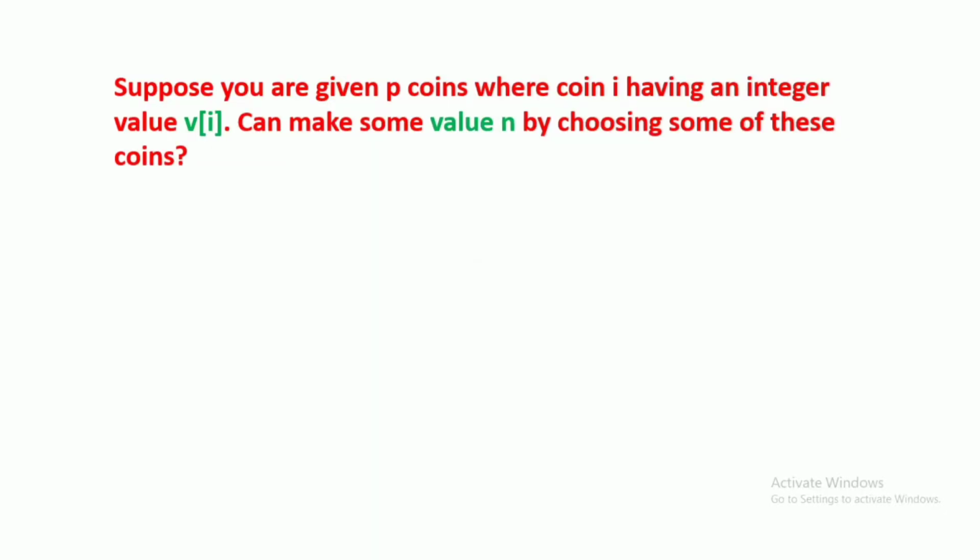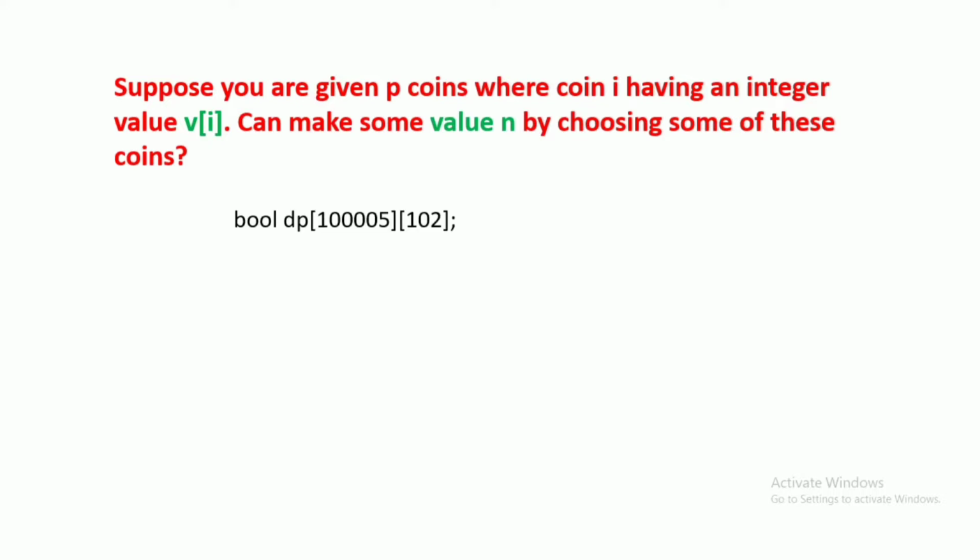Before we jump to our solution, let's recall the idea of a coin change DP variant. Suppose you are given p coins where coin i has an integer value vi. Now you are asked if we can make some value n by choosing some of these coins. Let's see how we can solve this problem.